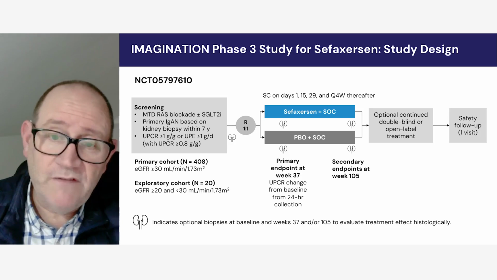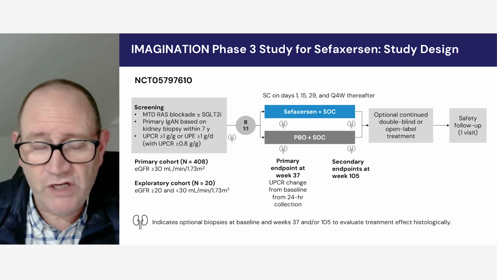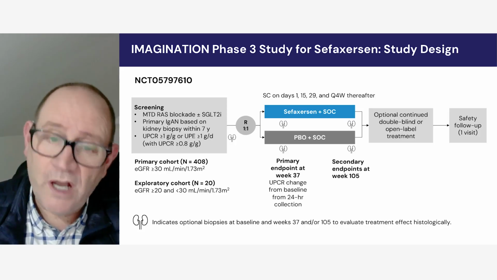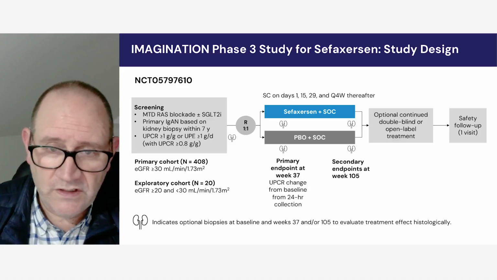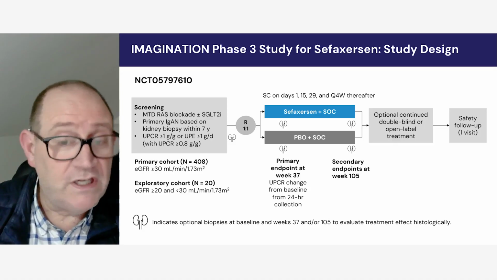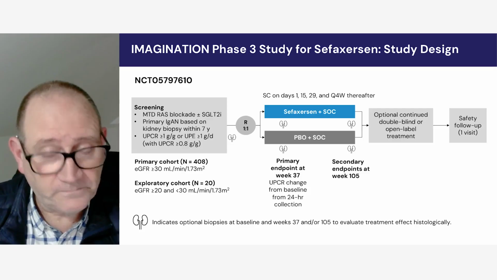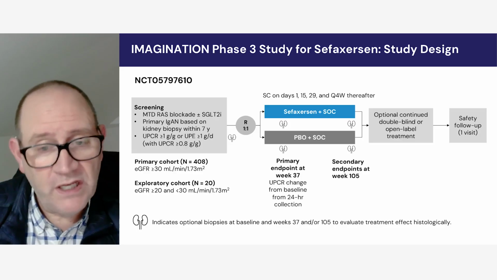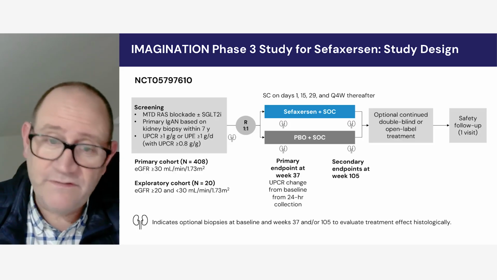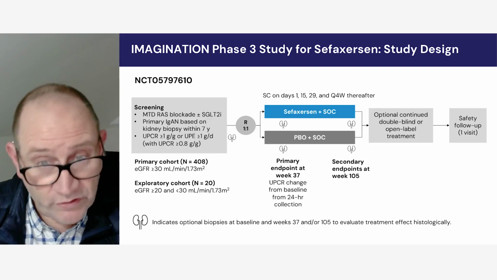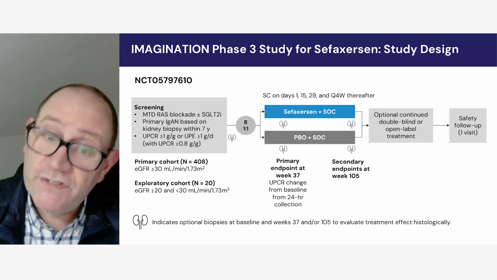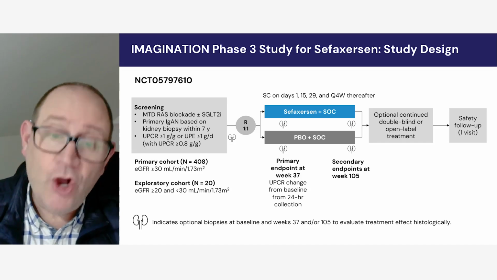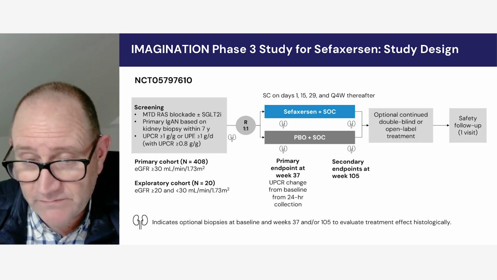Cefaxacen is currently being evaluated in the Imagination phase 3 trial, again a placebo-controlled trial like the APPLAUSE study, looking at high-risk IgA nephropathy patients. Cefaxacen is given in addition to supportive care. And again, we'll be looking at an early proteinuria endpoint, at this time at week 37, to see the effect of cefaxacen on proteinuria. And patients in the study will be followed out to 2 years, where the effect of cefaxacen on rate of loss of kidney function will be evaluated.